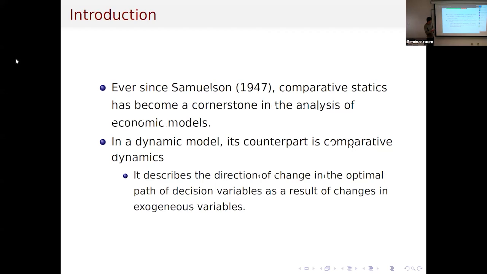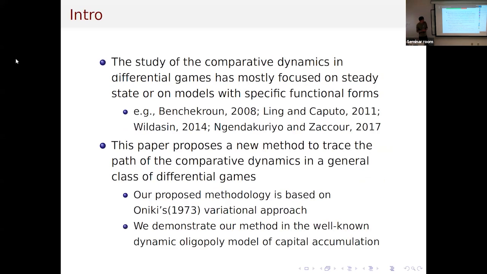But in a dynamic setting, its counterpart is called comparative dynamics. The definition is similar, which describes the direction of change in the optimal path of decision variables as a result of changes in exogenous variables. This is very common in dynamic economic models, also in differential games. However, the study of comparative dynamics in differential games has mostly focused on steady states or models with specific functional forms, or mostly the linear quadratic model.